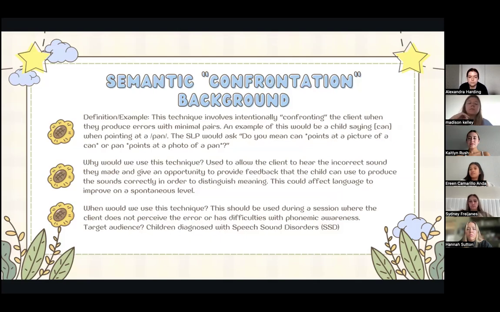This is basically used to allow the client to hear the incorrect sound and give an opportunity to provide feedback so that the child can produce the sound correctly in order to distinguish meaning. And also, we would use this technique during a session where the child does not perceive the error or has difficulties with phonemic awareness. And as I've said before, the target population would be children with speech sound disorders.